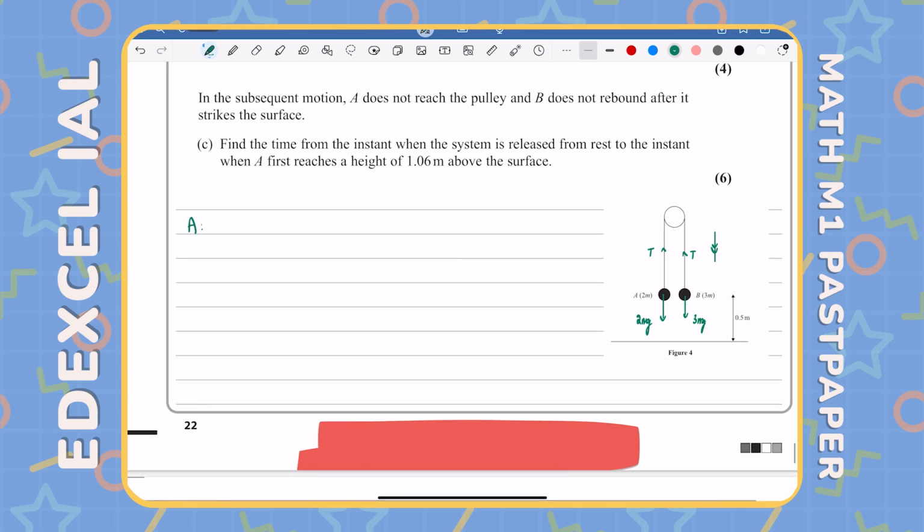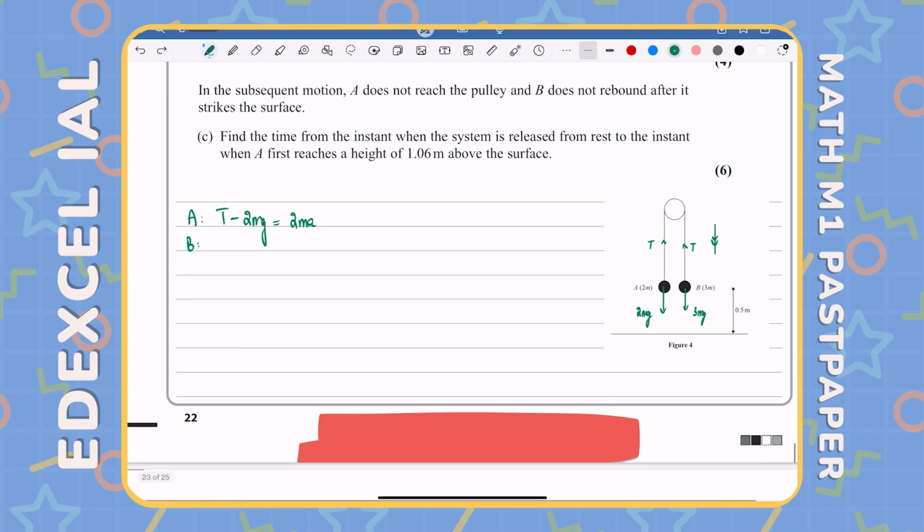Since A is moving up, that's because tension is the greater force. So T minus 2mg equals 2ma. Then let's resolve from B's perspective. B will be moving down, so that's because the weight is greater than the tension. So 3mg minus T equals 3ma.